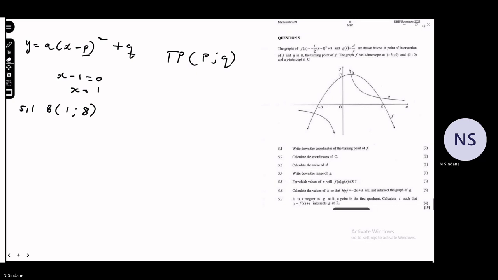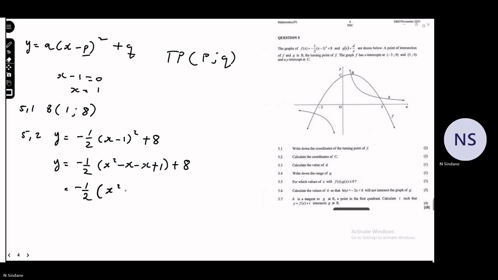Okay. Write down the coordinates of C. In this case, the easiest way to write down the coordinates of C is to expand this. We have y is equal to -1/2 into (x minus 1) squared plus 8. Expand this, I'm going to have y is equal to -1/2 into (x squared minus 2x plus 1) plus 8. Then -1/2 x squared, negative times negative, this is going to be positive x, plus 1 times negative half gives negative half, plus 8.